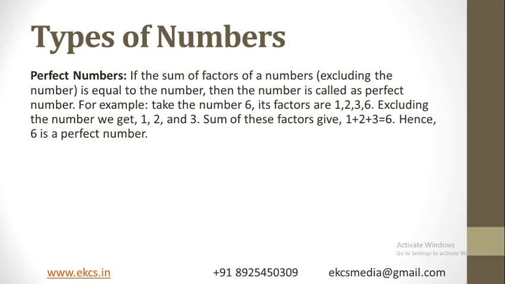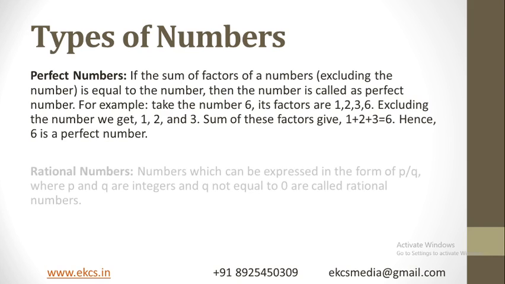With an example, you can see 6. 6 has factors 1, 2, 3 and 6. You have to eliminate the factor itself, that is 6, and taking other factors 1, 2 and 3, you have to sum the factors: 1 plus 2 plus 3. 1 plus 2 plus 3 gives 6. So 6 is a perfect number.